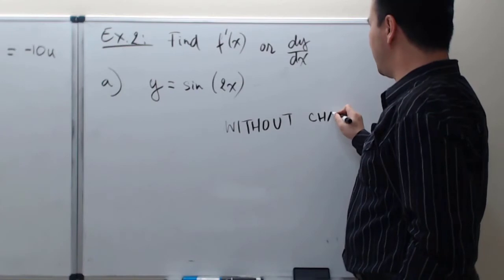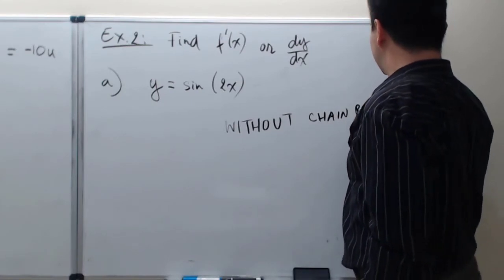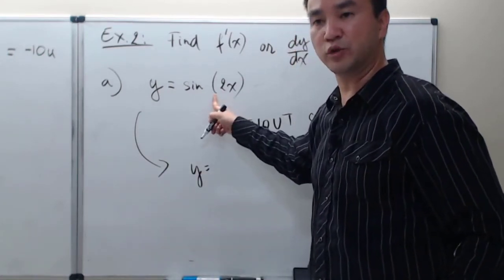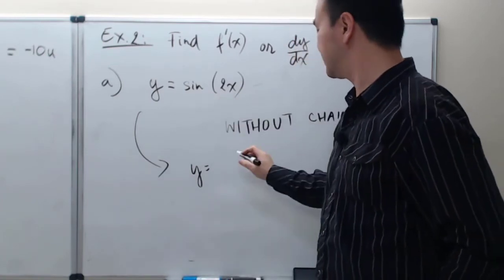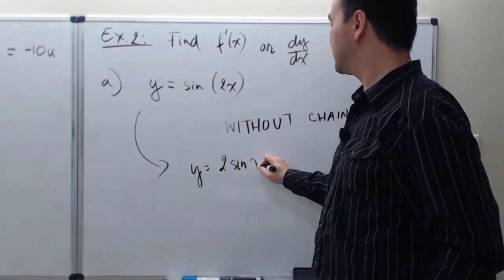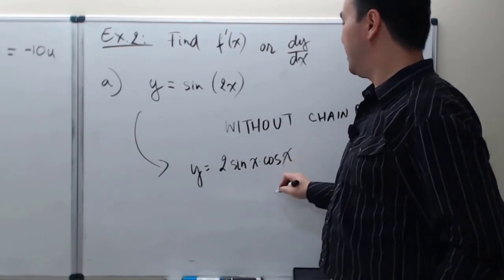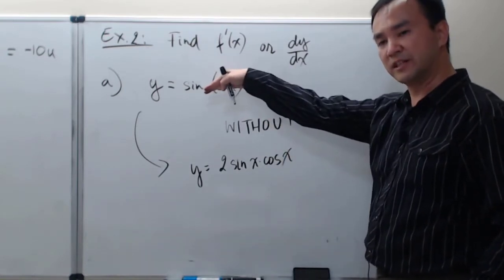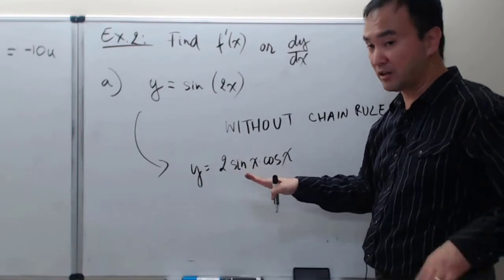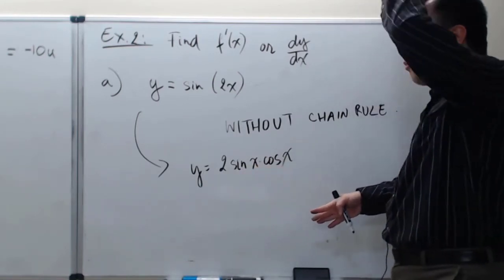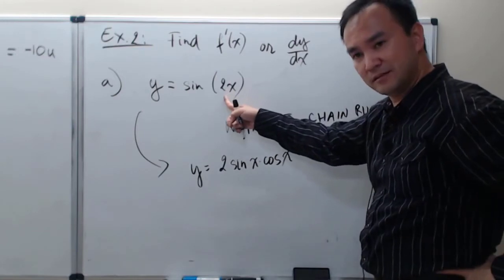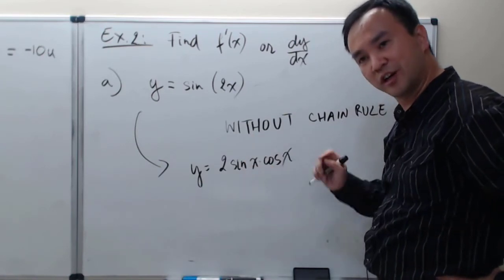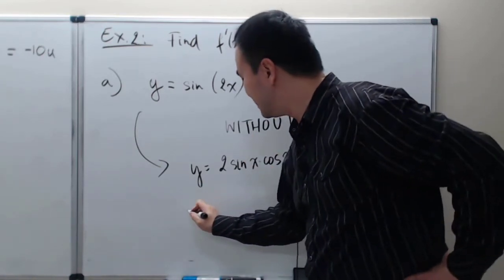So without the chain rule, the same problem can be re-expressed as y equals, and we're going to have to remember some trig identity here: sine of a double angle is the same as 2 sine of x times cosine of x. If anyone doesn't like to use the chain rule and decides to find the derivative without it, one way we can go, not the only way, is re-expressing that sine of a double angle as a product: a constant coefficient, and sine times cosine of x. In that way, our derivative is ready.